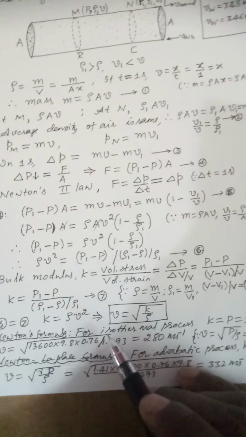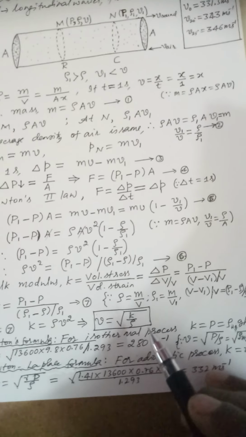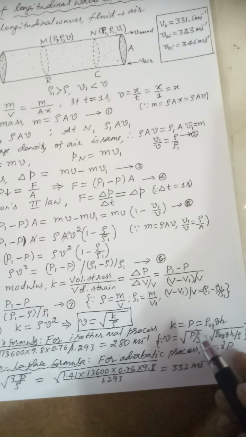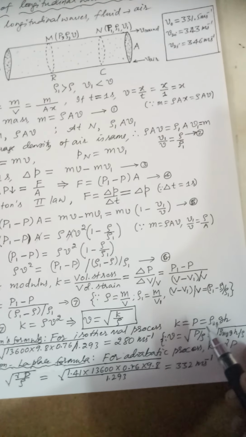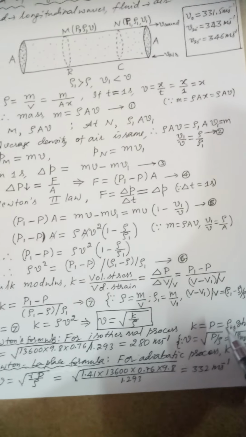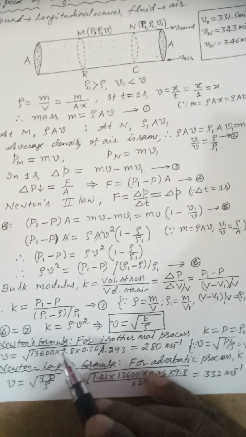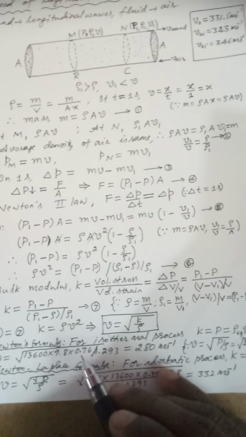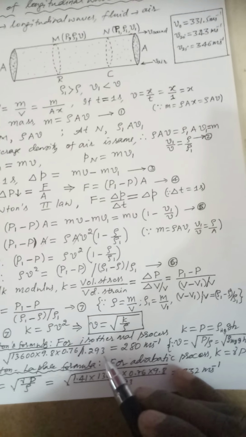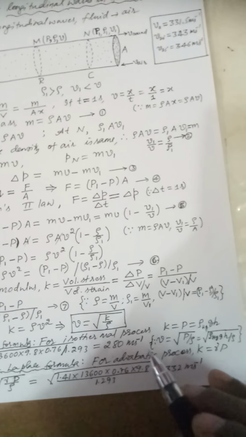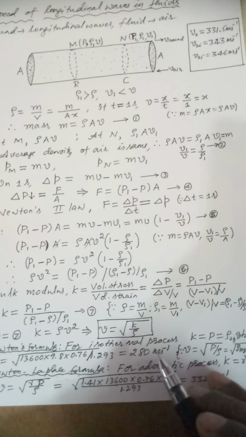Newton's formula. Newton assumed that when sound propagates through an air medium, isothermal condition is possible, that is, temperature remains constant. If temperature remains constant, K is equal to P, and P is equal to rho g h. Why? Because rho is density of mercury and pressure is 1 atmospheric pressure. Substitute this: velocity is equal to the square root of density of mercury 13,600 into g 9.8 and h 760 mm of mercury, divided by density of air, 1.293 kg per cubic meter. This is equal to 280 meter per second. But it shows about 16% discrepancy from the experimentally observed value.